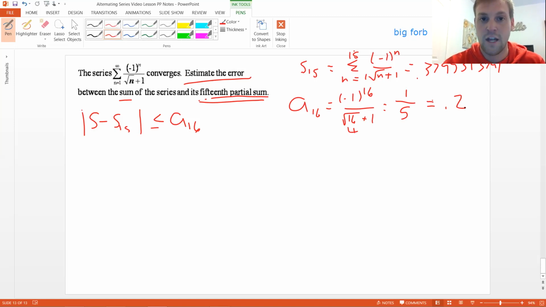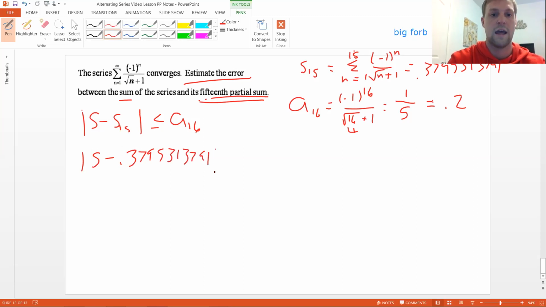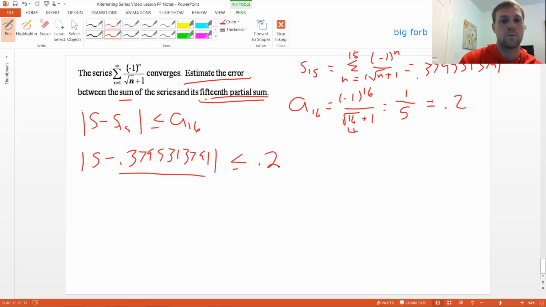I know that if I do the sum of the first 15 terms, my error is going to be within 0.2 of the actual sum. That's all that means. You can write that out if you want: the sum minus that 15th sum, which was 0.37953133791, if I take the difference from the actual sum, is going to be less than or equal to 0.2. That's how far off I am. So that's the error. I just estimated the error. The error is going to be plus or minus 0.2.